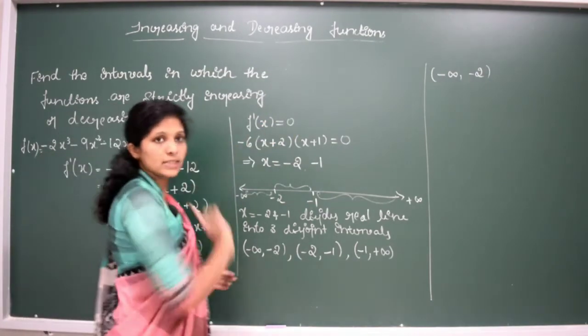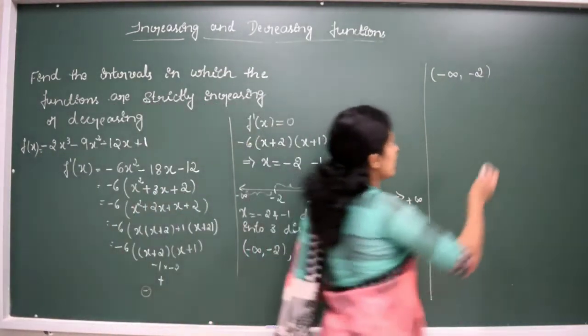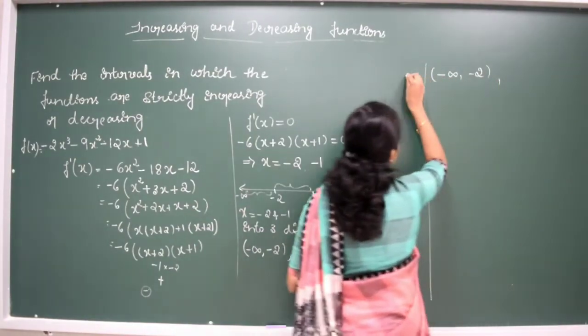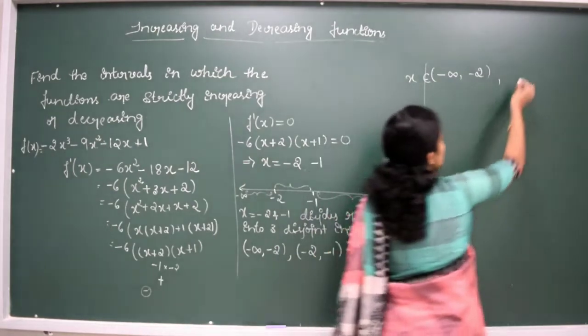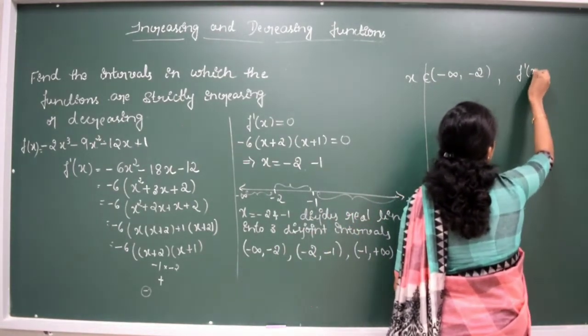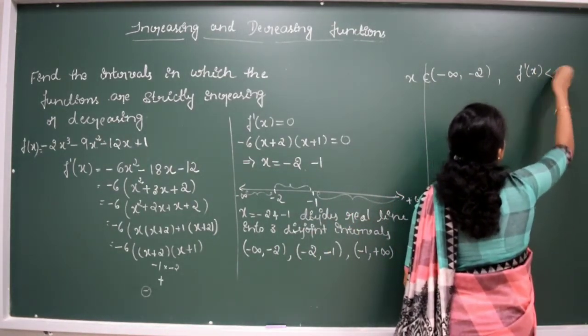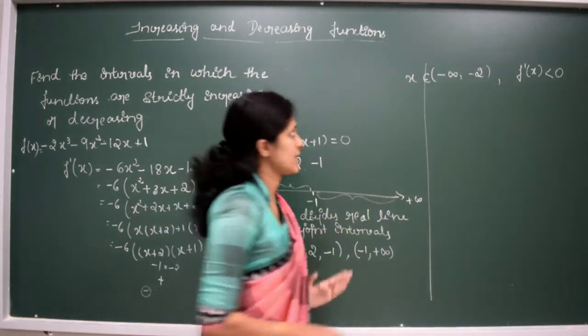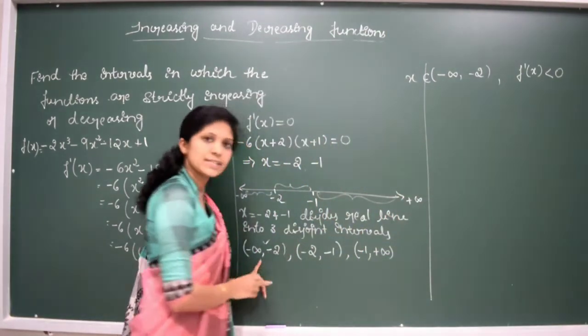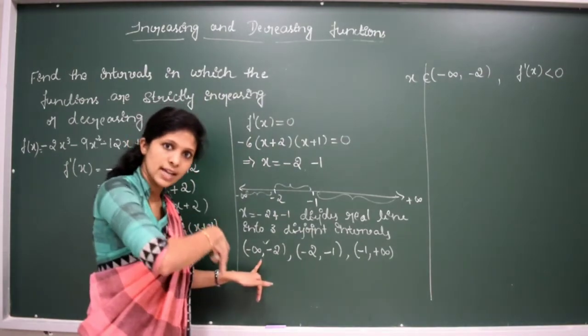So in this interval, if x belongs to minus infinity to minus 2, the function f dash of x is less than 0. Is it clear? f dash of x will be less than 0. So in the first interval it is negative, so obviously the function is decreasing.